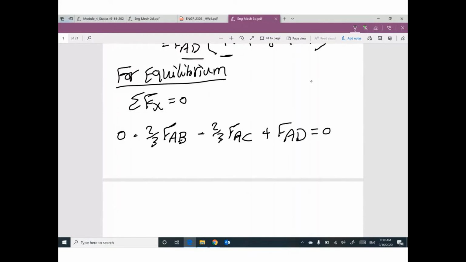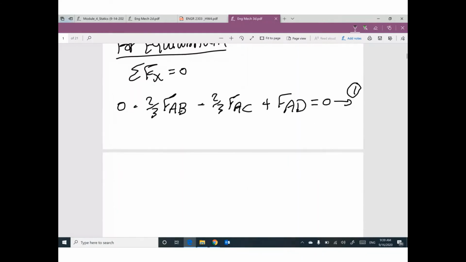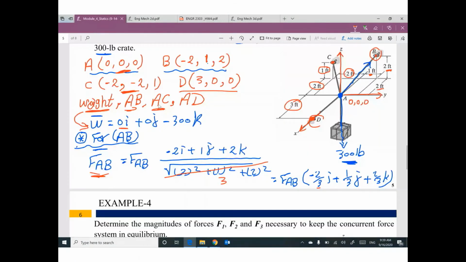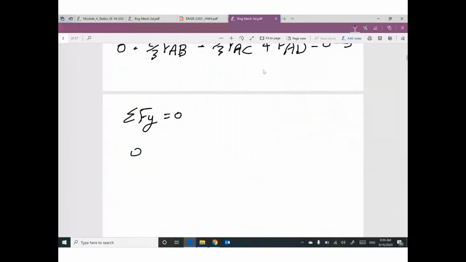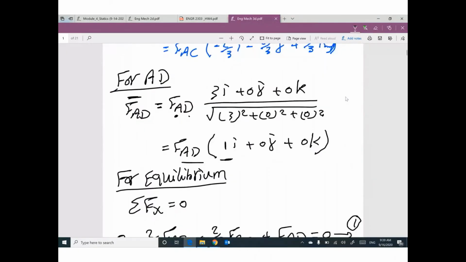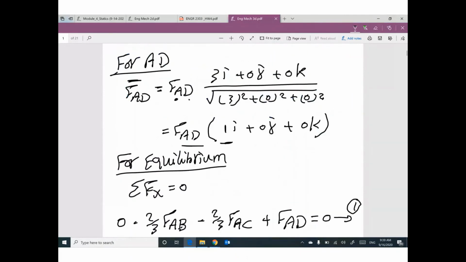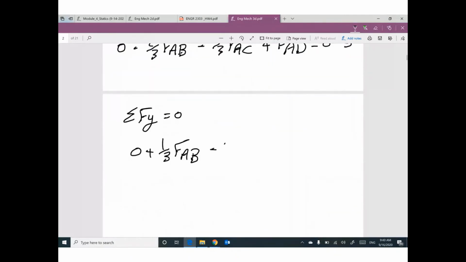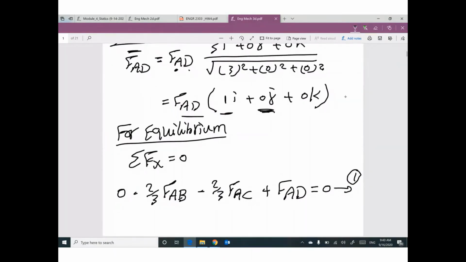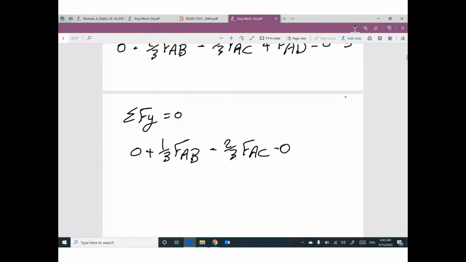First equation. Second one, summation of all y components equals 0. One by one, please don't forget any. Be organized. Y component is 0. Y component 1/3, so 0 plus 1/3 FAB. Y component here negative 2/3 FAC. Y component here is 0, equal 0. Second equation.